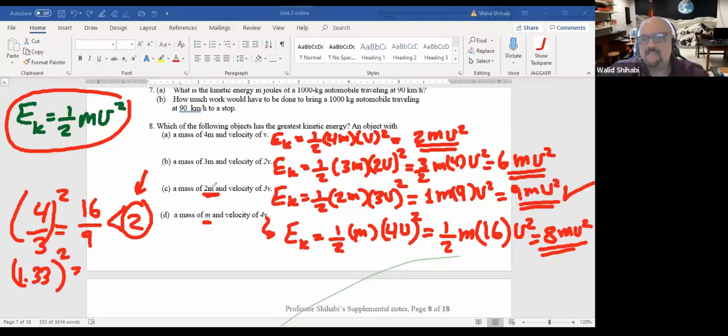So the fact that mass in choice C is twice that of choice D will give the kinetic energy, so the boost needed to be bigger by a small amount, 9 compared to 8. And so that's regarding that question here.